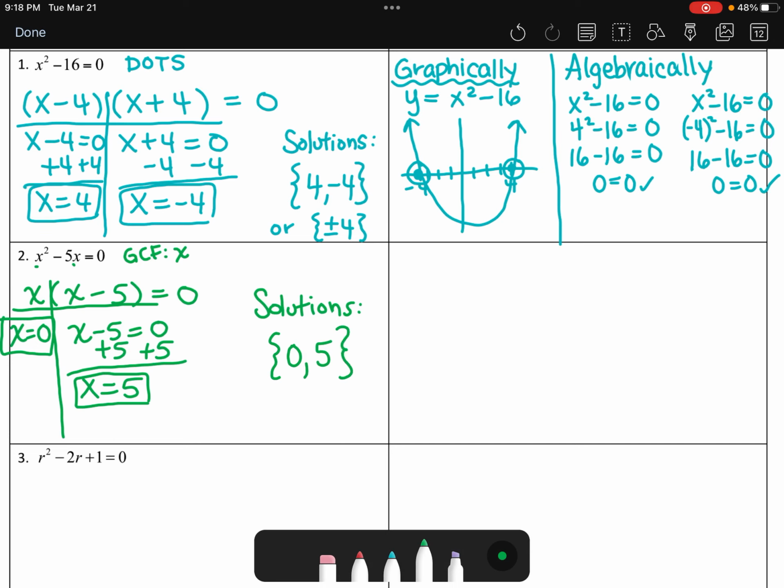For question number 2, our solutions are two different numbers, so a little less fancy. You can leave it as 0 comma 5. Notice that I didn't use parentheses. I have those fancy brackets. That means it's a set, a group. There's a group of my x values.